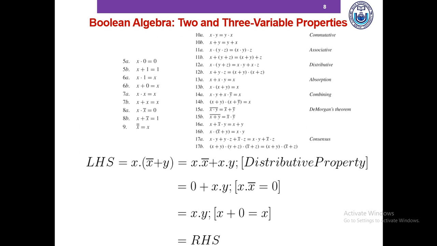Okay, so hopefully you've been able to do this. So x dot (x naught plus y) can be broken down using distributive property, and x dot x naught is equal to 0, we know from the single variable theorem, and 0 plus x is equal to x. This is another single variable theorem, and then we end up with the right hand side. So all of these 2 or 3 variable properties can be proven using single variable theorems and commutative, associative, distributive properties.